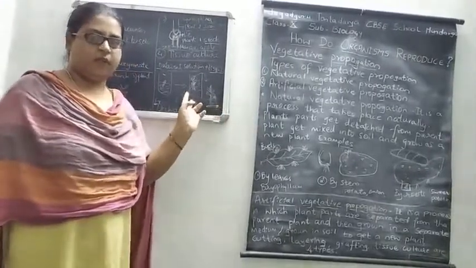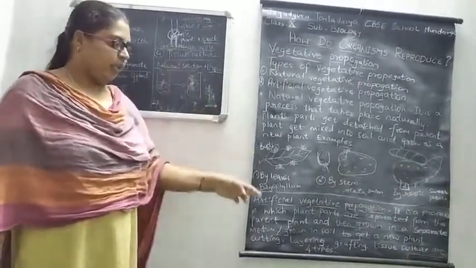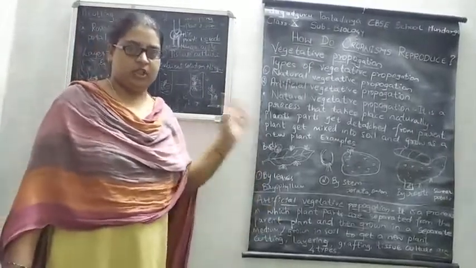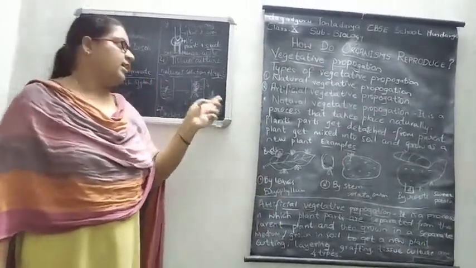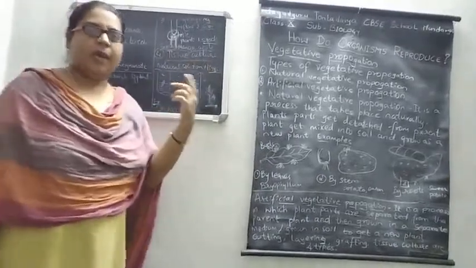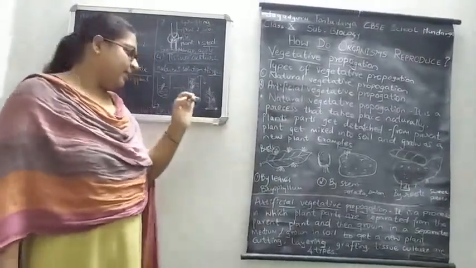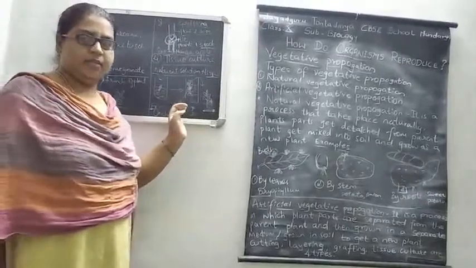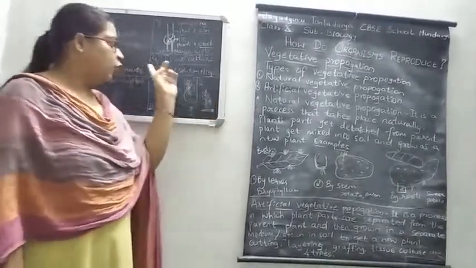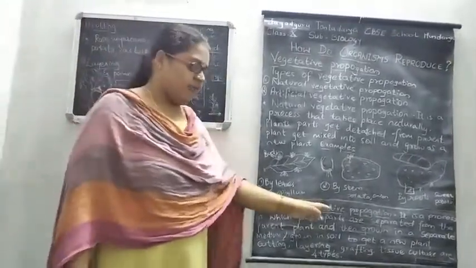So this technique of growing a new plant from tissues is called tissue culture or micro propagation, and it is seen in plants like orchids. Clear? These are the four types of artificial vegetative propagation.